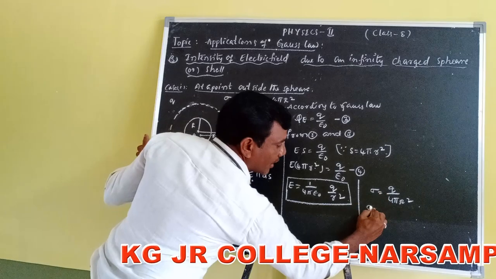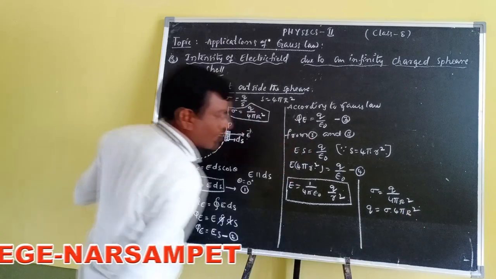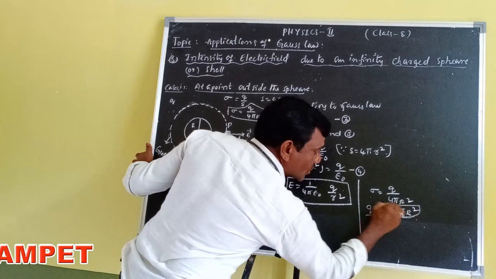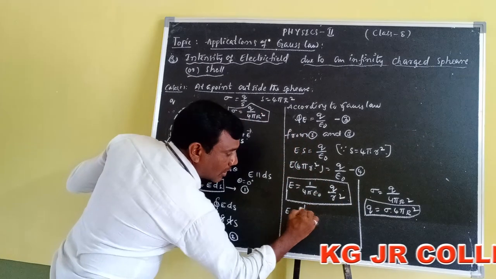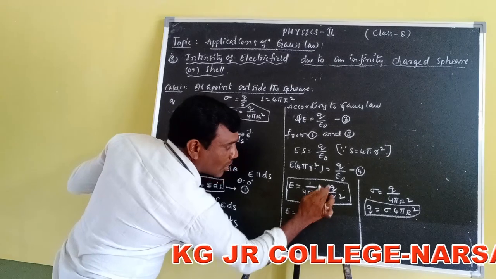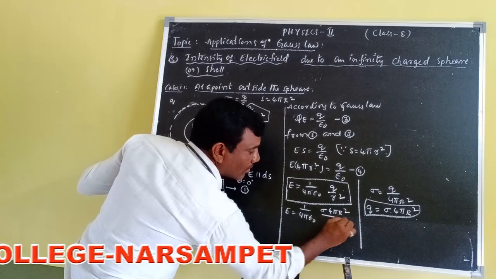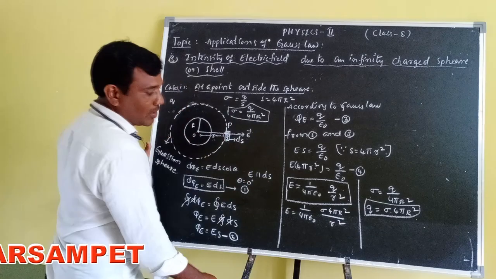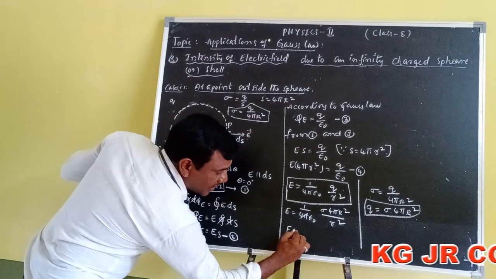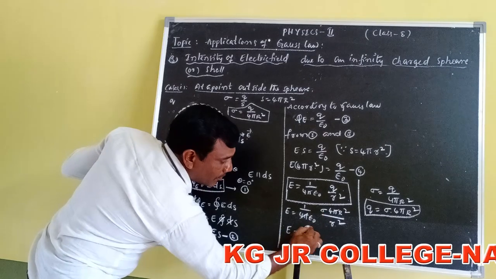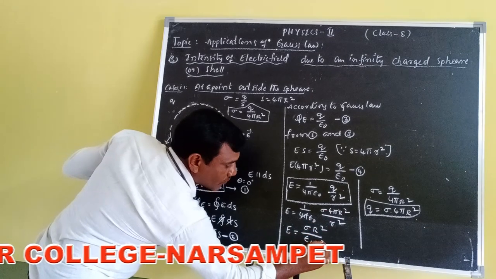We find the q, then q is equal to sigma into 4 pi R square. Now substitute this value in the equation. Now E is equal to 1 by 4 pi epsilon naught, Q means sigma 4 pi capital R square by r square. Now 4 pi is cancelled. Finally we get the equation: E is equal to sigma capital R square by epsilon naught r square.